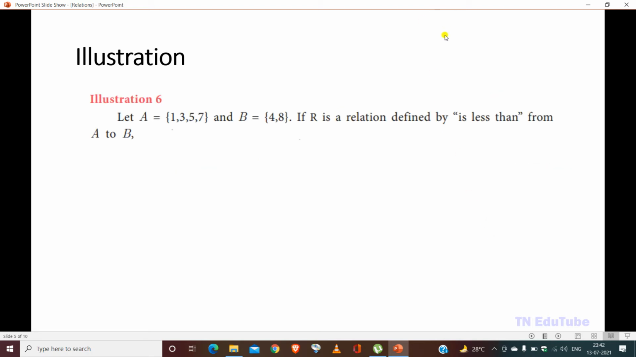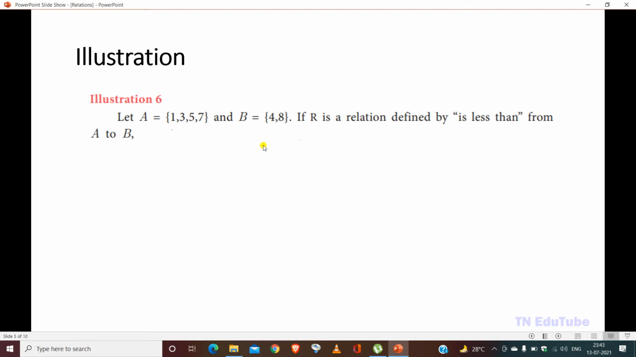The next illustration, another illustration. A equal to 1, 3, 5, 7 and B equal to 4, 8. If R is a relation defined by "is less than" from A to B, one relation is defined here. So we have to find out what elements in A are related with this relation, is less than.